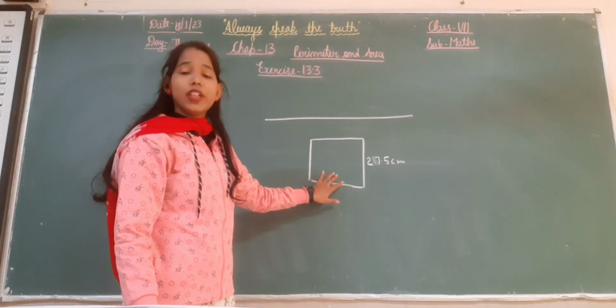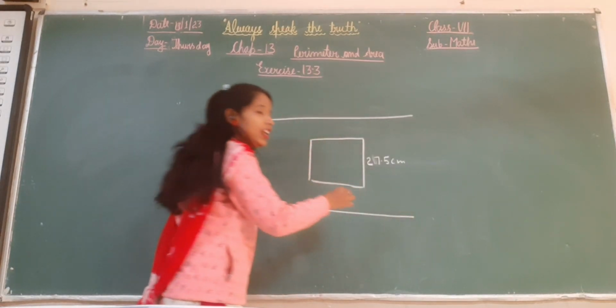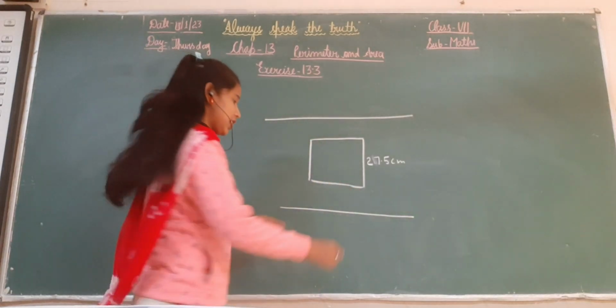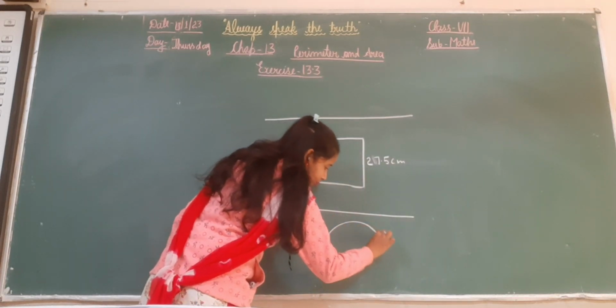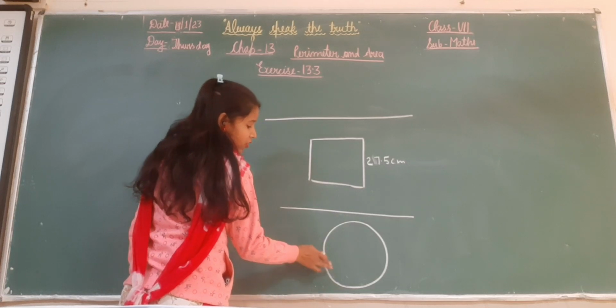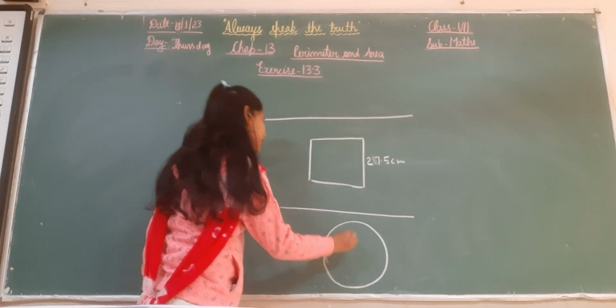अब इस wire को क्या किया गया? Again क्या कर दिया? Straighten. And then rebent into a circle. अब इसको क्या कर दिया गया है? It forms a circle. Now you have to find the area of the circle.